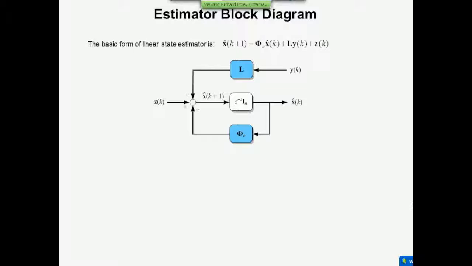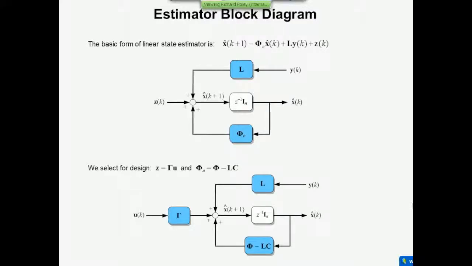Now we made two choices. We made the choice Φ_E equals Φ minus LC, and z equals gamma times u. So first of all the z, well that's easy because it's just gamma times u, so that's coming in on the left. And now Φ_E equals Φ minus LC. So what I've done here is replace Φ_E with Φ minus LC.